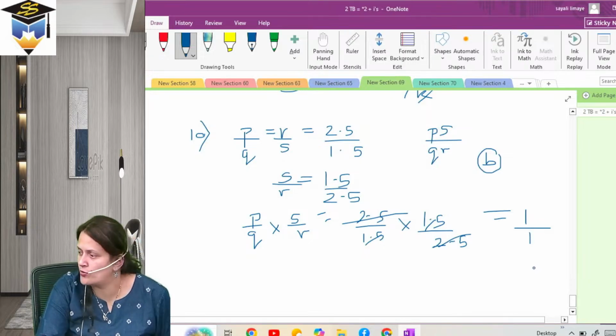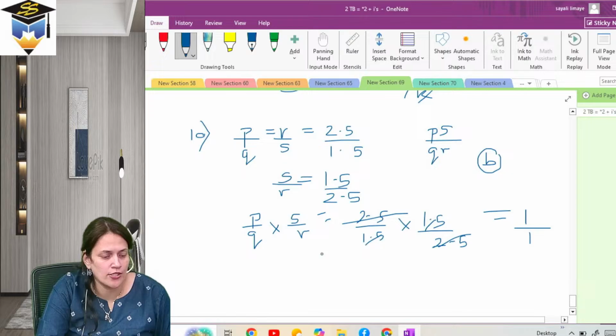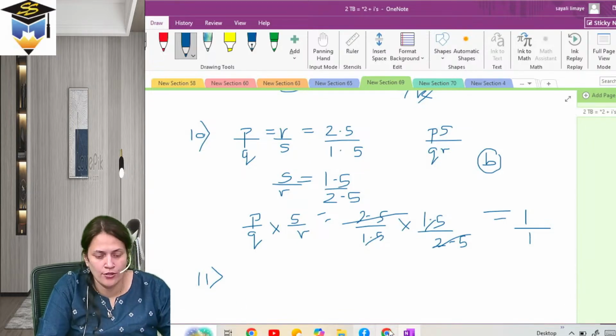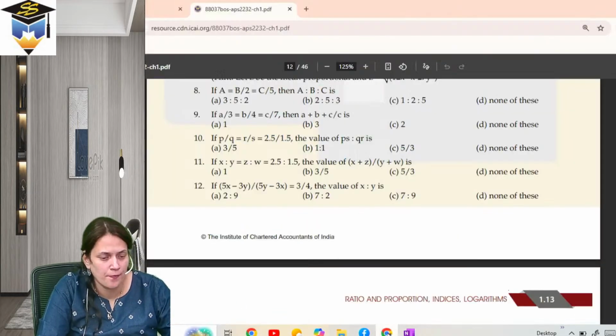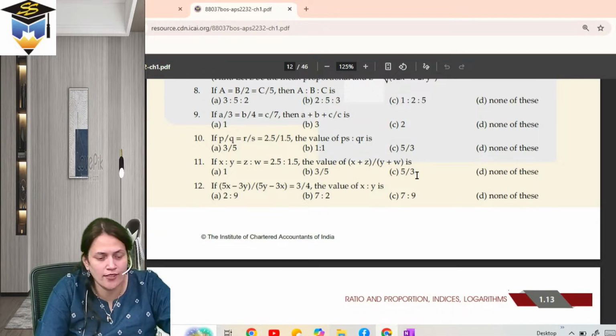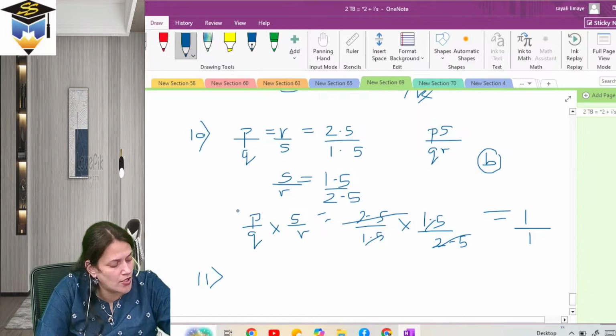So we have finished with question number 10. Now let us do the next sum. Now in the next sum what they have given is x upon y is equal to z upon w. Both values are 2.5 upon 1.5. You have to find out the value of x plus z upon y plus w. Again the K method. Use the K method, tell me the answer.